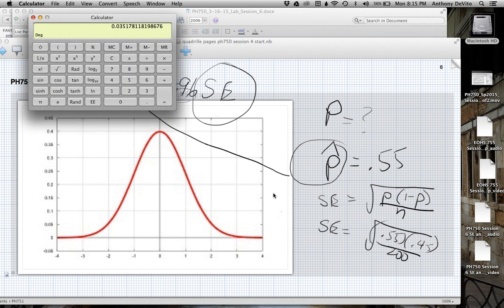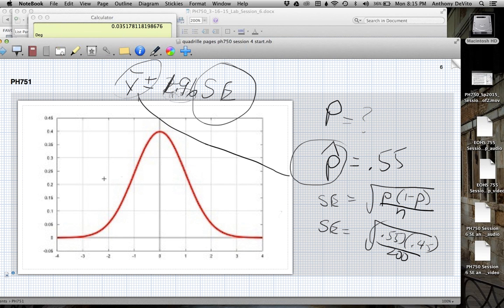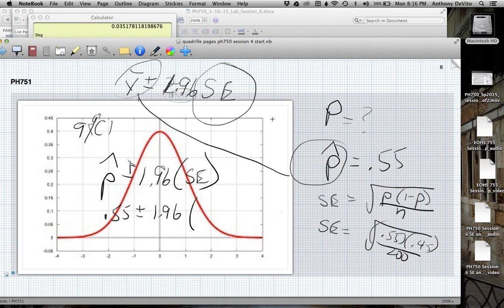So now our confidence interval, for a 95% confidence interval, is going to be equal to P cap plus or minus 1.96 times our standard error. Okay, again, standard error is just a distribution of all those proportions if we did it over and over again, a sample of 200 over and over again. Okay, so P cap is 0.55, plus or minus 1.96 times, what was it again? It was 0.035.